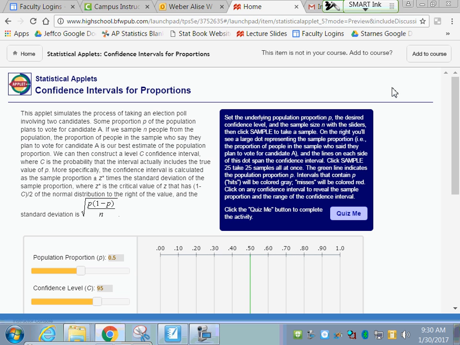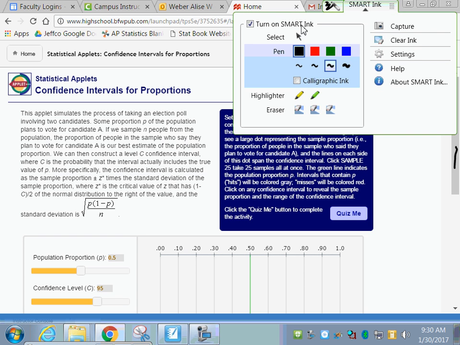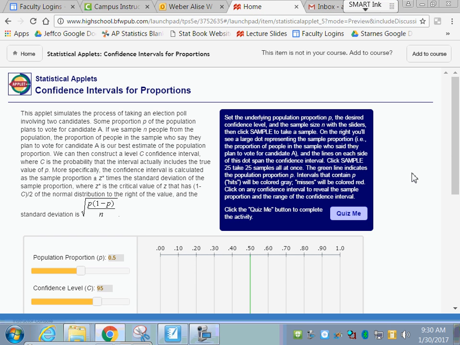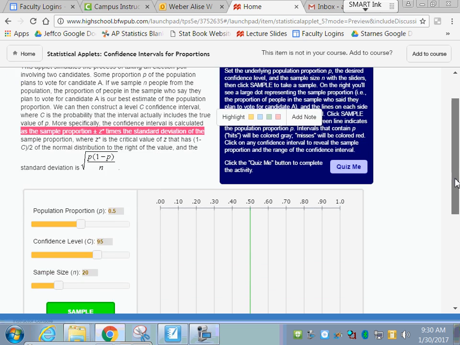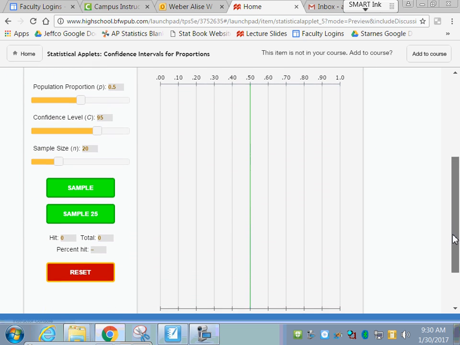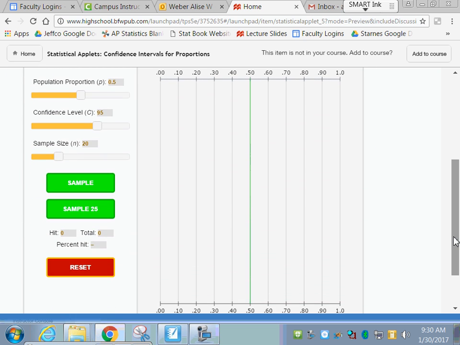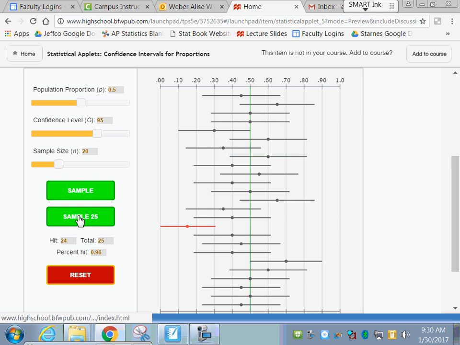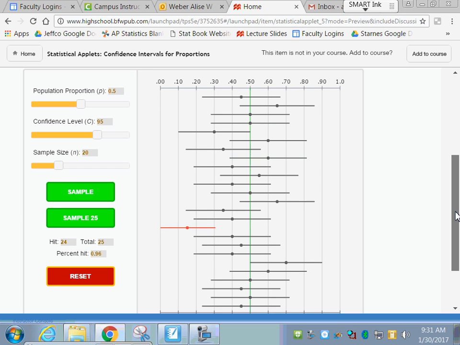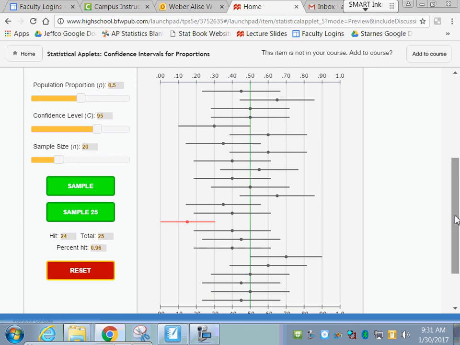All right. Let's go, Donovan. Will you start us off, number 1? Go to freeman.com/TPS5e and launch the confidence intervals applet. Use the default settings, confidence level 95% and sample size n equals 20. All right. Now what? Yeah, keep reading.